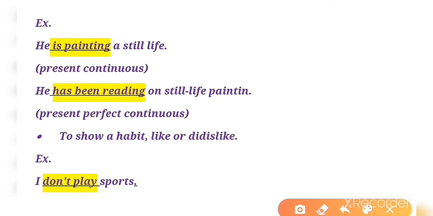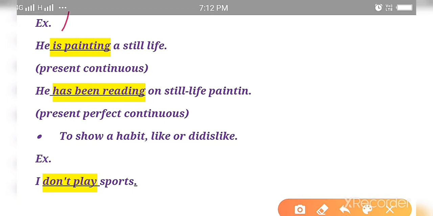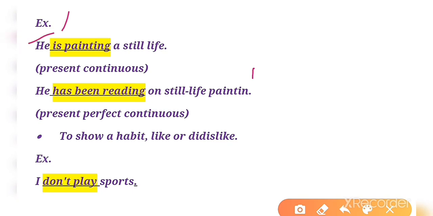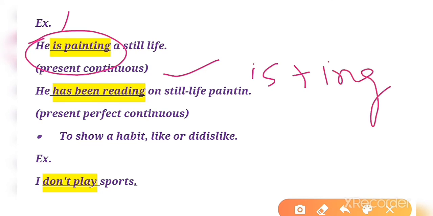Example, she is painting a still life. Here you can see that is is given, and with is there is painting. So in this way it is presenting present continuous tense, because here is with ing. So in this way it is showing a tense that is present continuous tense.